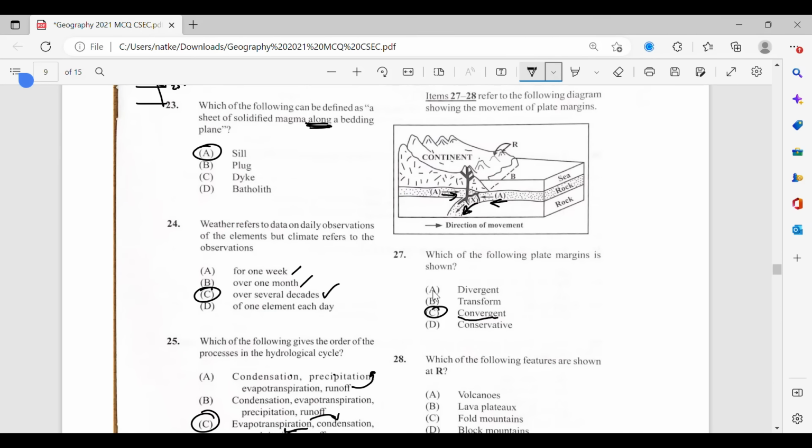Number 28. Which of the following features are shown at R? So we are seeing the volcanoes there. So that would have been letter A for number 28.